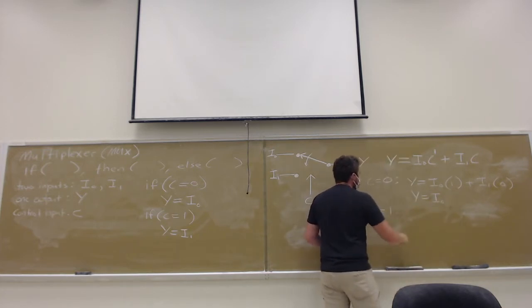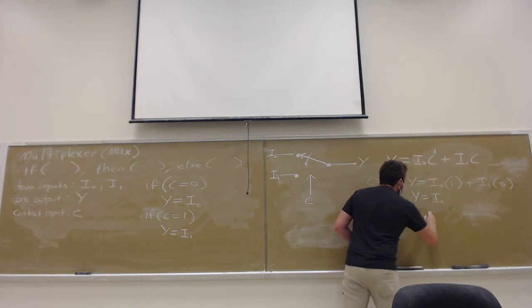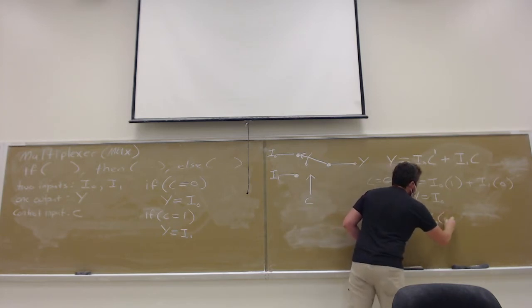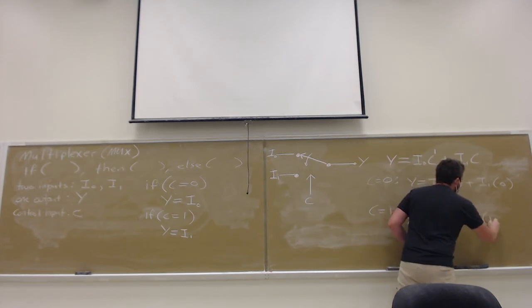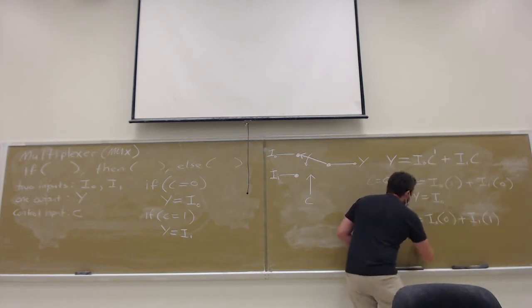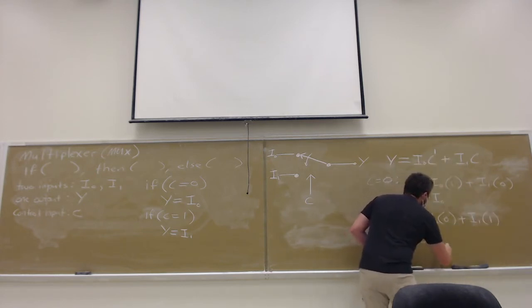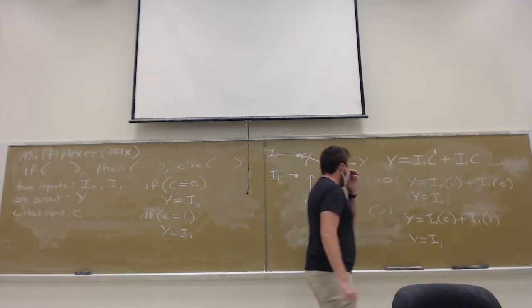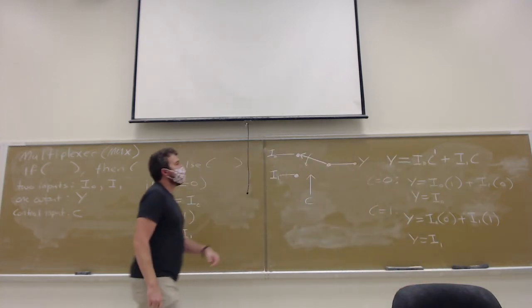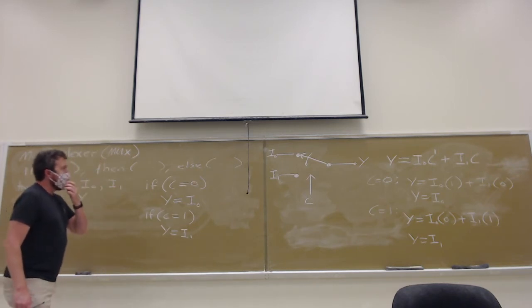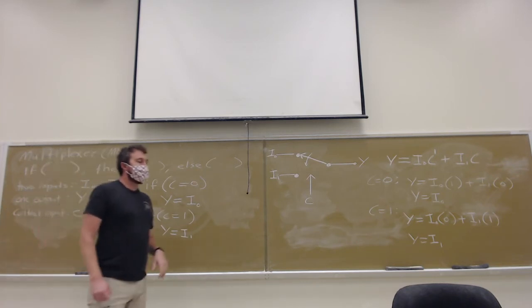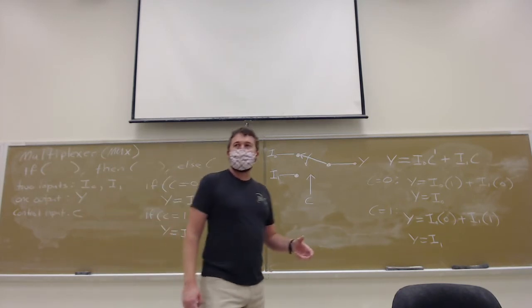And likewise, if C is equal to 1, then Y is equal to I0 and 0, or I1 and 1. Y is equal to I1. All those zeros and primes can trip you up. Now that's the gist. That's the structure of a multiplexer. Are there any questions about that?